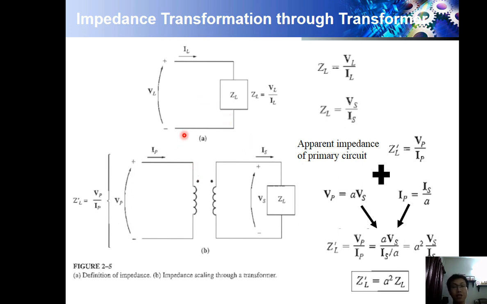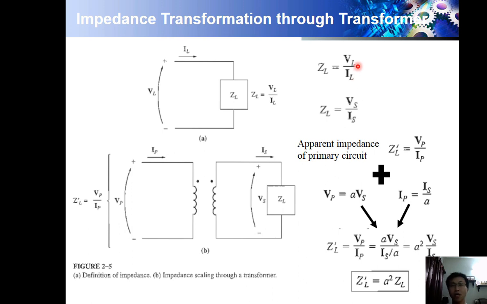So the definition of impedance is, if I have a voltage and a current, then my impedance ZL equals VL divided by IL. Now, if I cut here, I want to convert everything to this side, and that is another challenge. So first of all, ZL equals VL divided by IL.